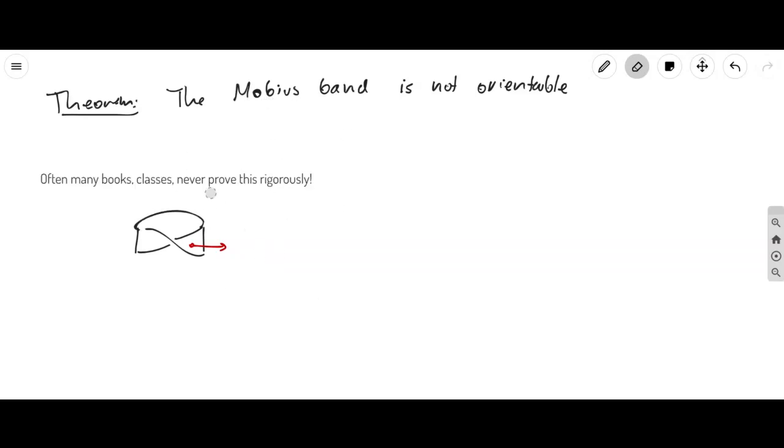So this is what we're going to prove. We first have to define what the Mobius band is rigorously, and then we have to show carefully how the definition is being used. So that's what we're going to go through.